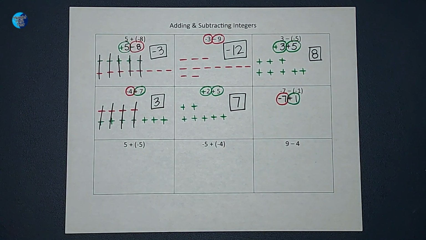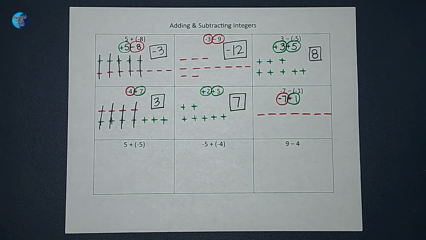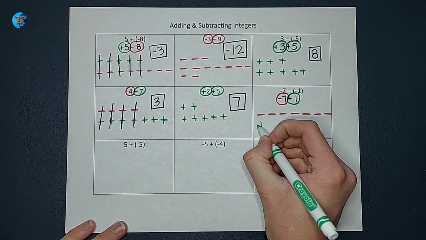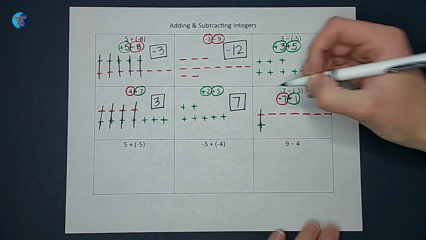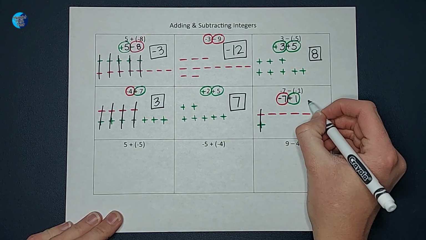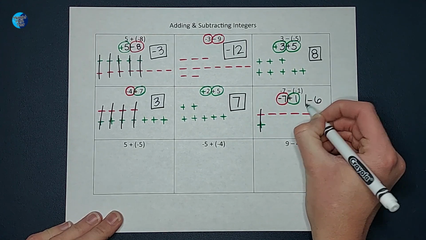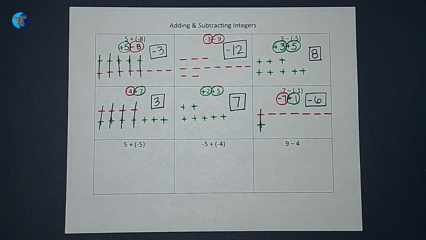Great. Now I'm going to draw them out. So 7 negatives, 1 positive. Does anything cancel? Yes. 1 plus and 1 minus cancel. What am I left with? Well, I am left with 6 negatives, or -6. Awesome.